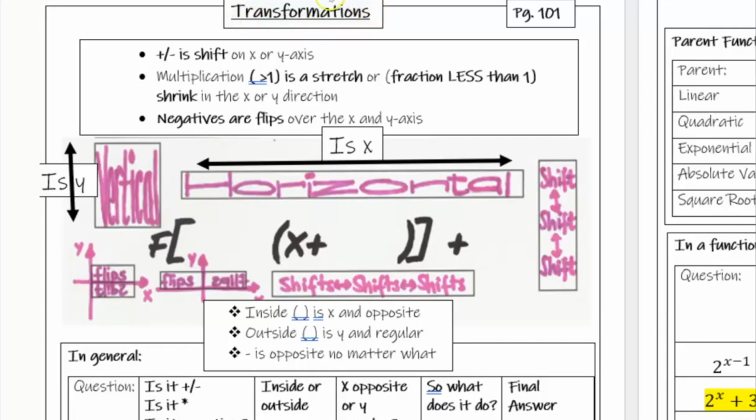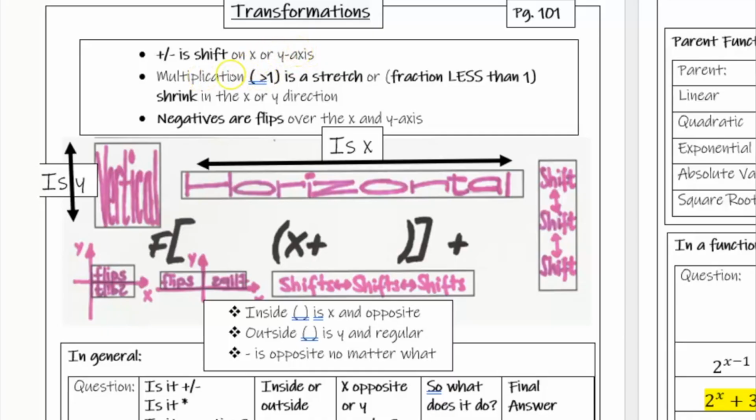So we're going to re-look at transformations one more time, and we just need to know the rules. Remember, if you're adding or subtracting, whether you're inside or outside, you are shifting. Inside is the x and opposite, outside is the y and regular.